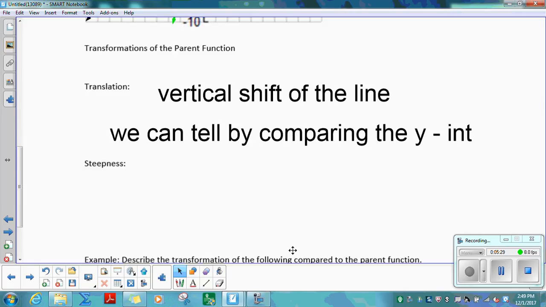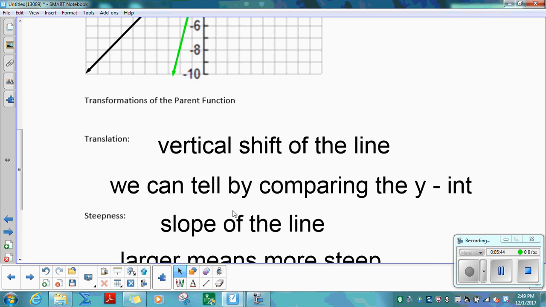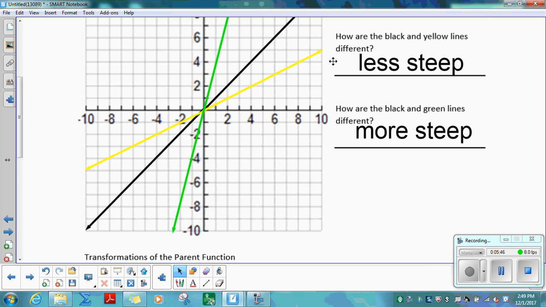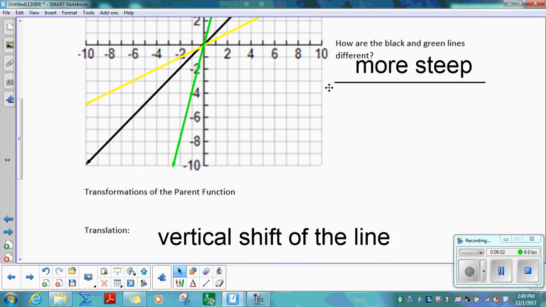Okay? And steepness is the other one. We tell that based on the slope. If the slope is larger, it means it's going to be more steep. If it's smaller, it means it's going to be less steep. So we were comparing those numbers to a slope of 1. The yellow line, which we said was less steep, the slope was 1/2. 1/2 is less than 1. Where the slope of the more steep line, the green one, was 4, that is greater than 1. Okay? So it's all about comparing the numbers in the equations.